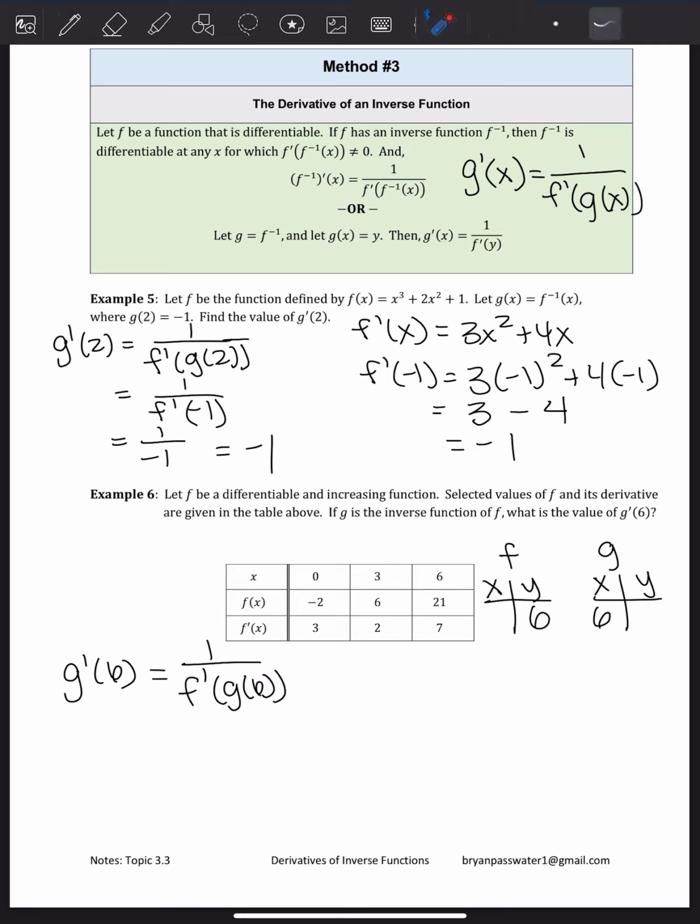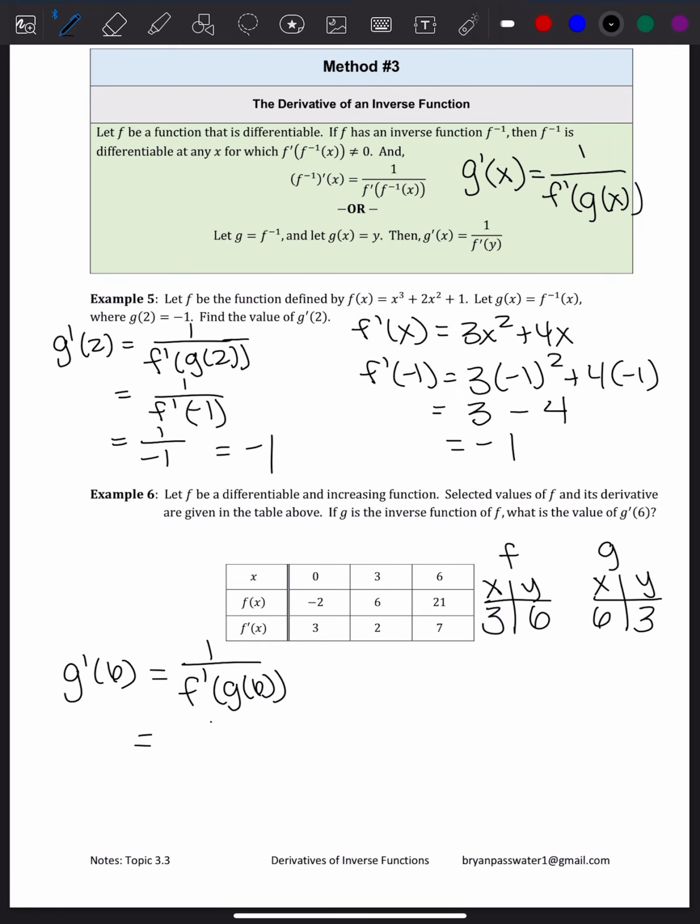So now what we're going to do is look at our table and look for which one has a y value of 6. And if I look here, here is my y value of 6, so my x value is going to be 3. So when f has an x value of 3, it gives a y value of 6. When g has an x value of 6, it gives a y value of 3. They're always going to be the reverse of each other.